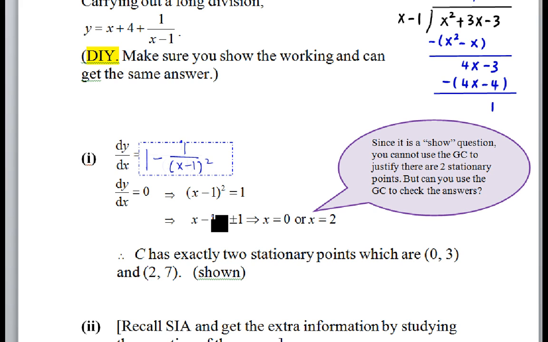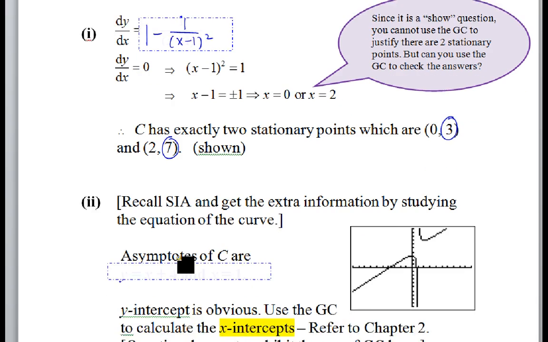Can you have attention? Obviously, you know there are two stationary points. We can always check answers. I use GC to check answers. So, two stationary points, (0, 3) and (2, 7), shown. Do you all know how to get the 3 and the 7? Just substitute. Get the x coordinate, you know the y coordinate. Done.